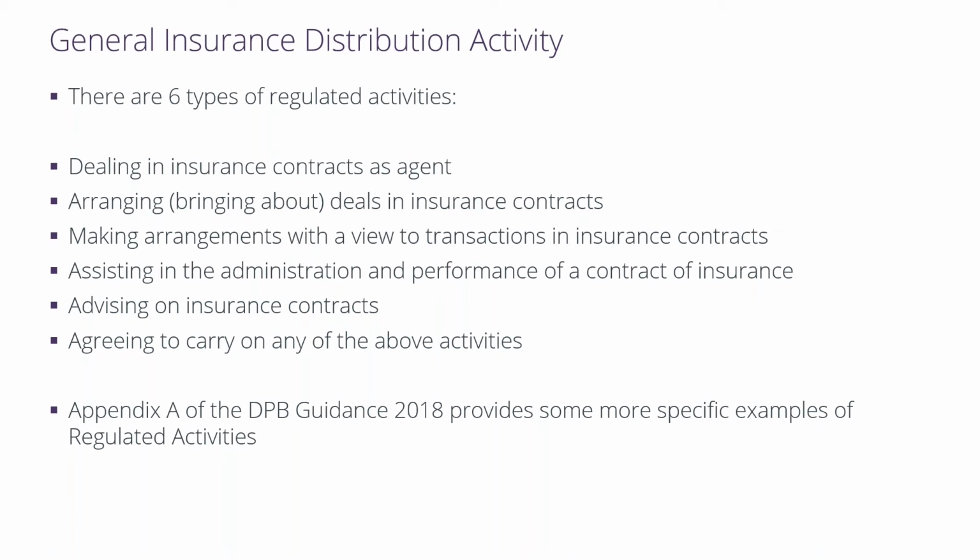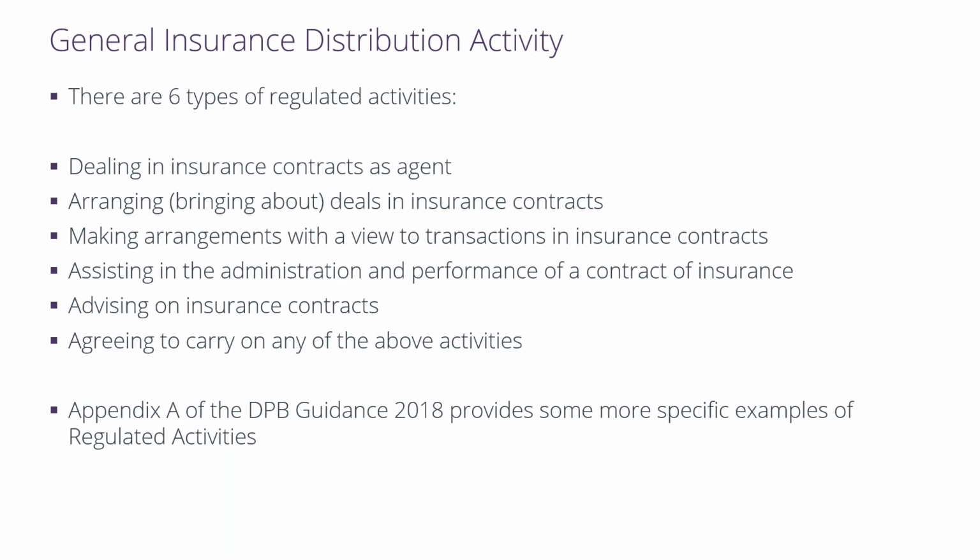Second, arranging, bringing about deals in insurance contracts. A person brings about a contract of insurance if their involvement in the chain of events leading to the insurance policy or contract is important enough that without it, there would be no policy. Examples include negotiating the terms of the insurance contract on behalf of the customer, or assisting in the completion of a proposal form and sending it to the insurer, or where a client asks you to arrange a contract of insurance that they have chosen.